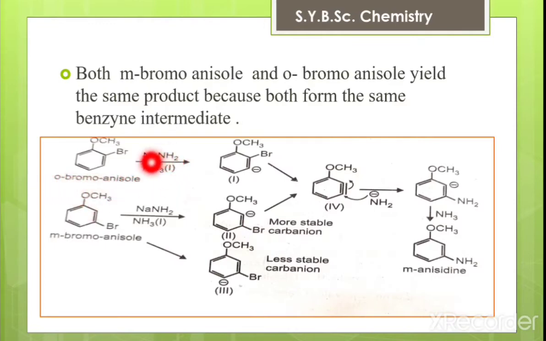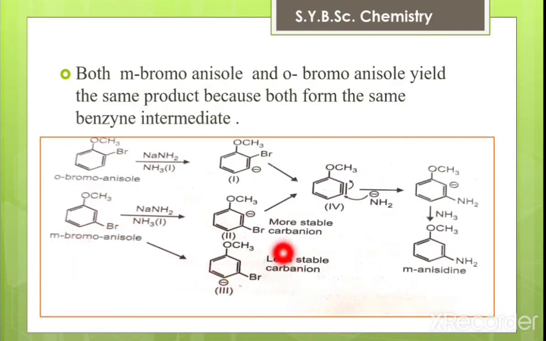Ortho-bromoanisole on treatment with NaNH2 in the presence of liquid ammonia: here the first step is abstraction of this proton and we get a carbanion. When this carbanion is delocalized, simultaneously there is departure of this good leaving group and we get structure number 1. In the second, meta-bromoanisole on treatment with NaNH2 in liquid ammonia has two choices, that means here one hydrogen and here a second hydrogen. When NH2 minus abstracts this proton, we get the second, and when NH2 minus abstracts the proton from this position, we get the third.